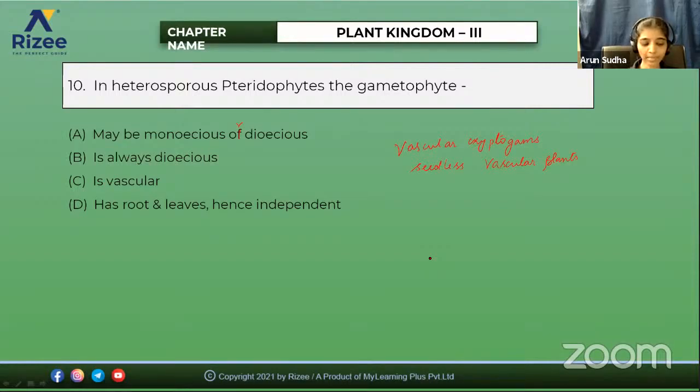Heterospory occurs in 1 Selaginella, 2 Pteridium, 3 Funaria, and Riccia. So heterospory occurs in which one of the species? Yeah, Selaginella, A, good.